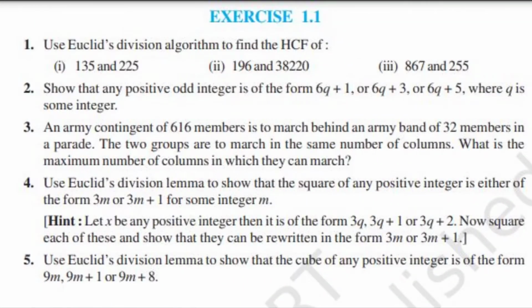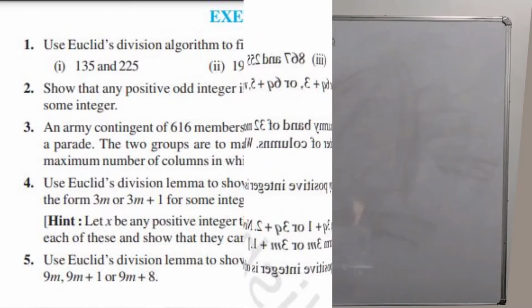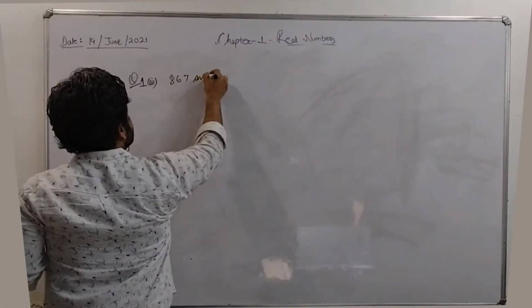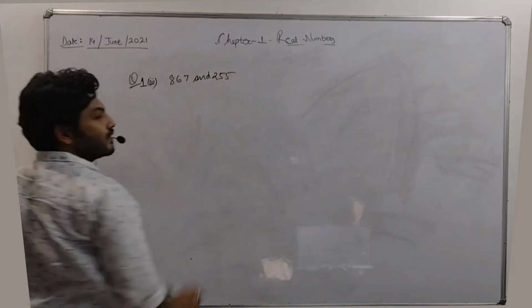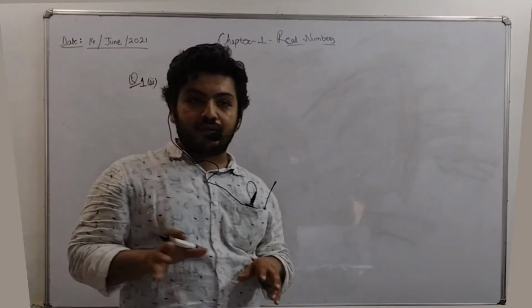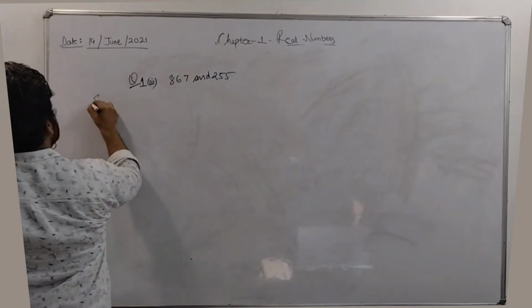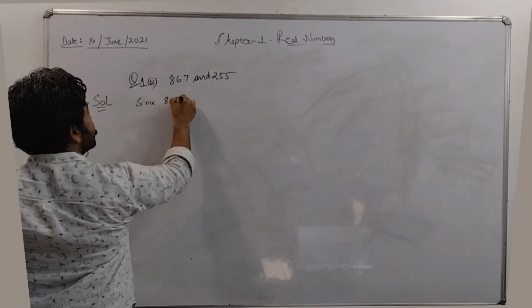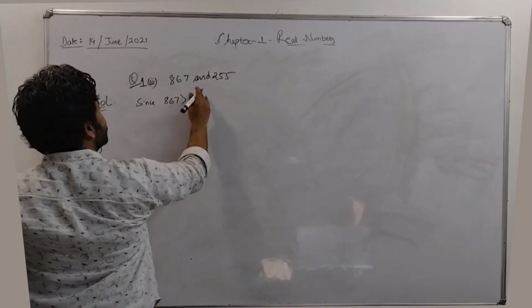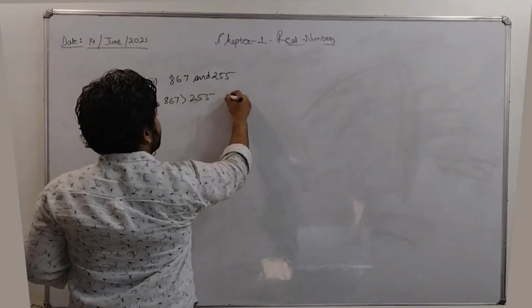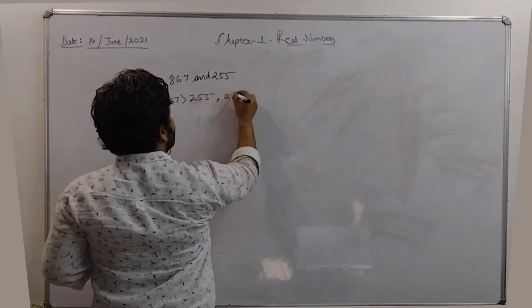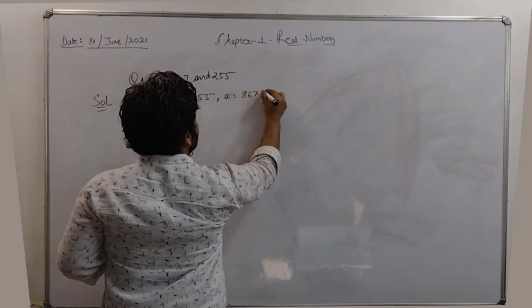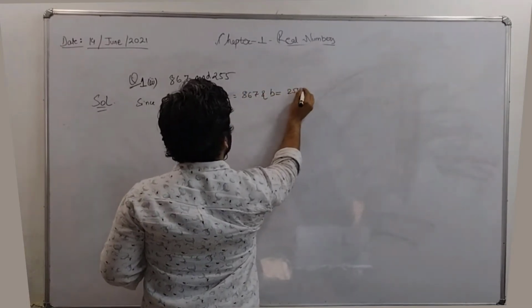Third part of the question says: use Euclid's division algorithm to find HCF of 867 and 255. So this is how you have to do the questions, in the earlier format. In a similar way we'll write the solution. Since 867 is greater than 255, A is equal to 867 and B is equal to 255.